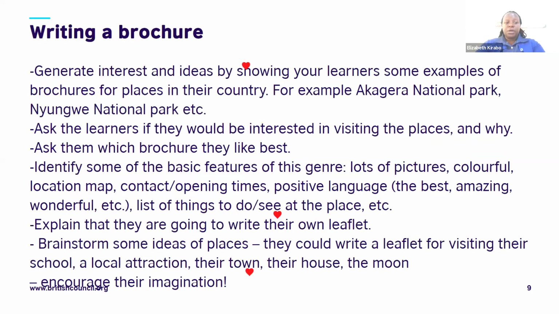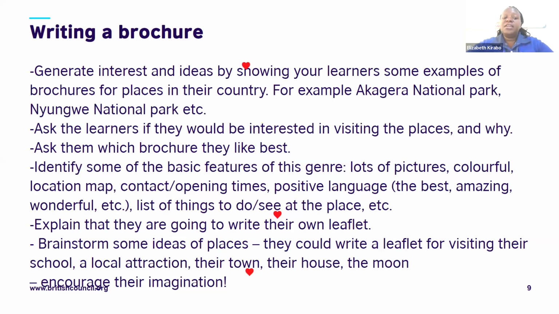Then writing a brochure. We could do it in this way. You generate interest and ideas by showing your learners some examples of brochures for places in their country. For example, you can have a brochure for Akagera National Park or Nyungwe National Park. They have a look at it and you go through it with them. What do you see on this brochure? What services do you think these people can offer? What time do they close? As in, look at the details of the brochure that you have presented to them.